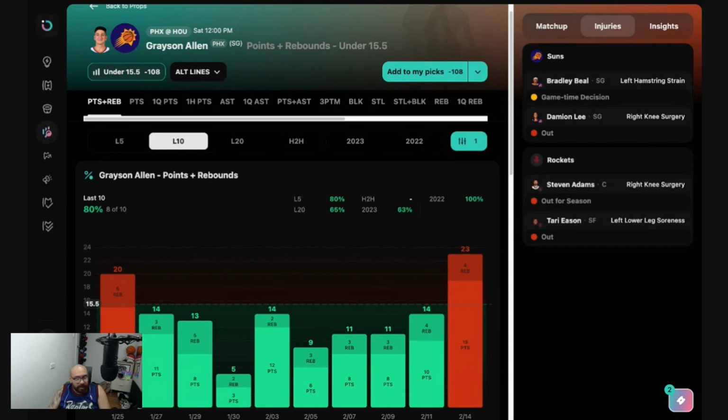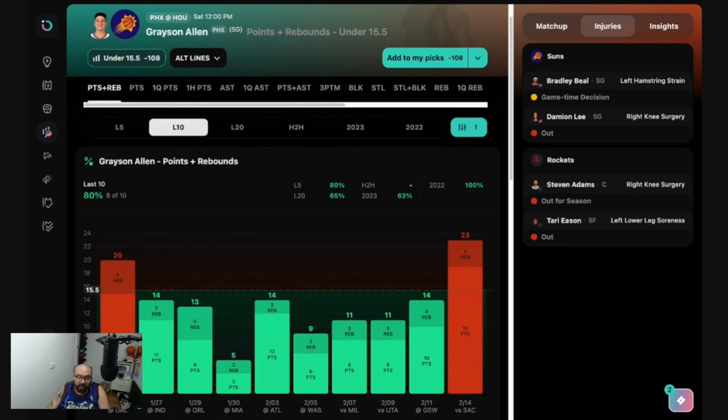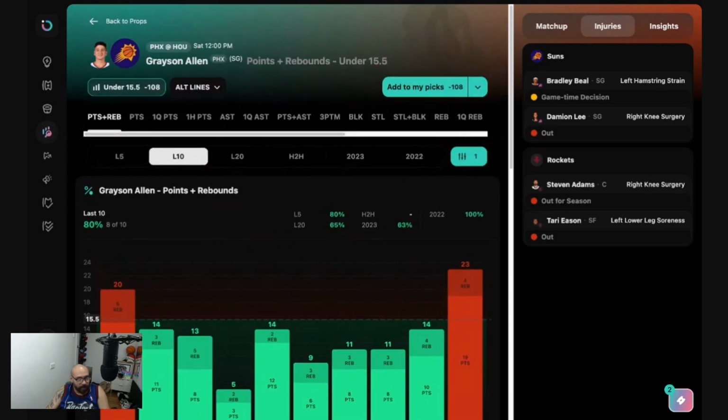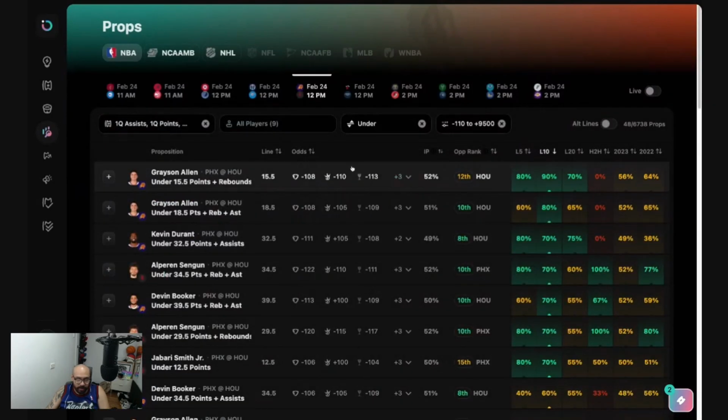Grayson Allen. Leaning the under on his points and rebounds, but I'm going to put a prerequisite there: Bradley Beal needs to be in. Bradley Beal is in, I'm taking this play. If Bradley Beal is out, I'm not going to touch it. Hopefully that makes sense. What else comes to mind here?